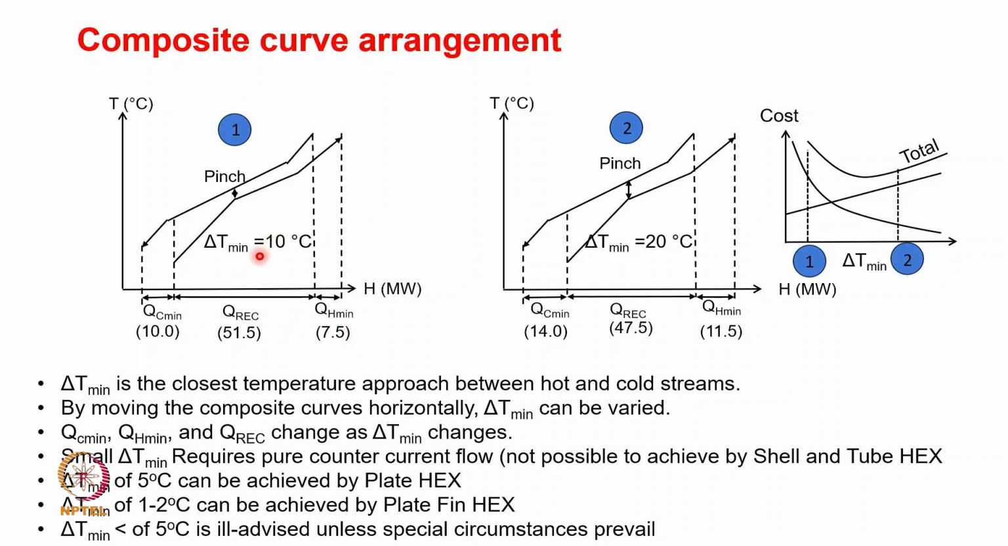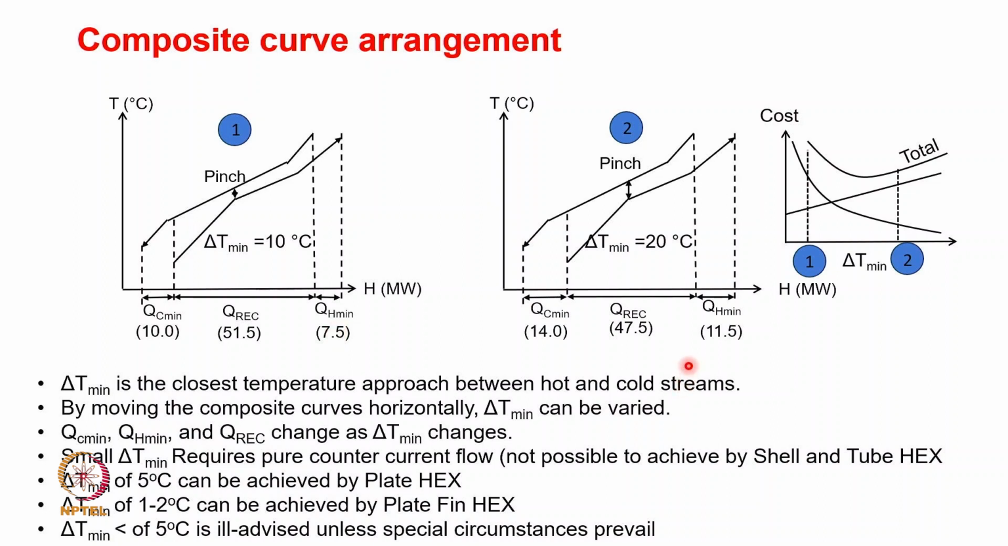This would of course vary if you change the delta T minimum. If the delta T minimum is 20 degrees C, you see that the curves would be further separated, and you can see the coverage becomes less. As a result, the heat that is recovered, Q recovered, will also be less. Which essentially means that whatever remaining part of the heat is not recovered will have to be supplied as cold utility or hot utility, and that would result in an increase in QC min and QH min.